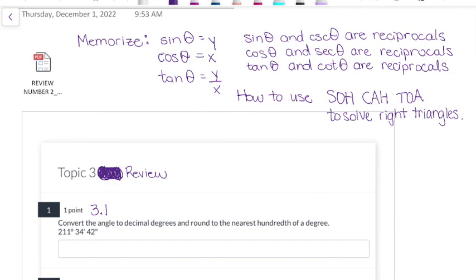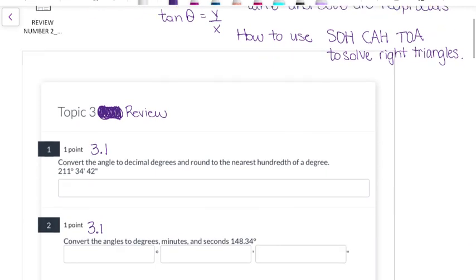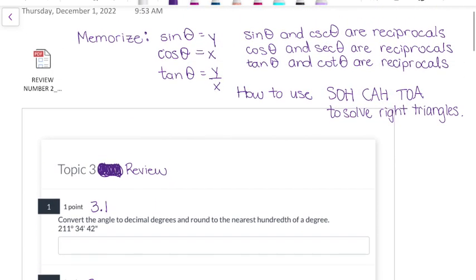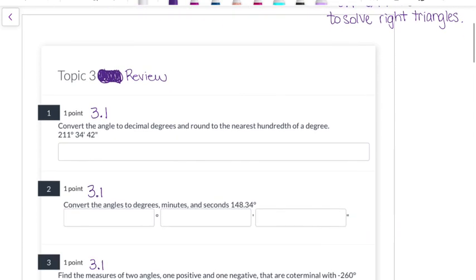All right, this is your review for topic 3. I have some things at the top that you want to memorize. So if you want to hit pause and record them or open them on the notebook, whichever one you want to do. I've also labeled which section each of these questions come from. So let's get started.